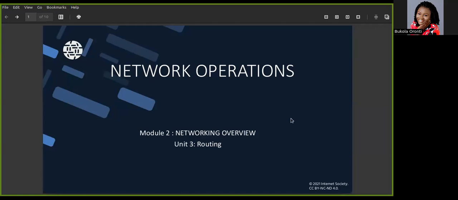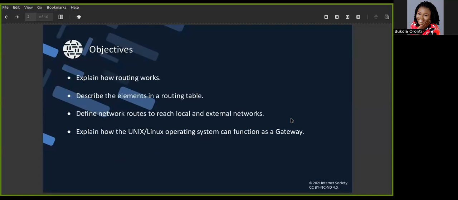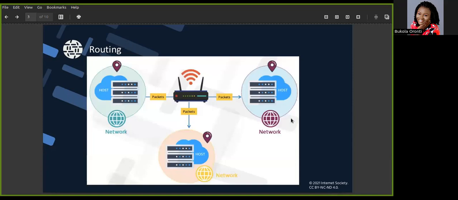Routing. So under the networking overview, we are looking at the third topic here, routing. Now, what are the objectives? One, we have to explain how routing works. So we have to understand how routing actually works in a network. Also to describe the elements in a routing table. Also, we are going to define network routes to each local and external network, and also explain how the Unix/Linux operating system can function as a gateway. Now, routing.